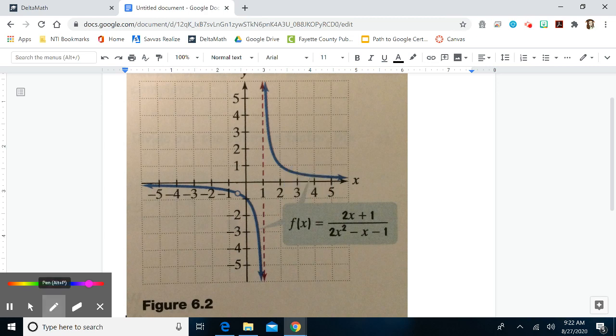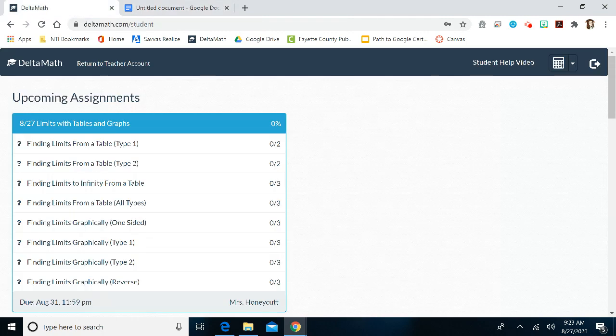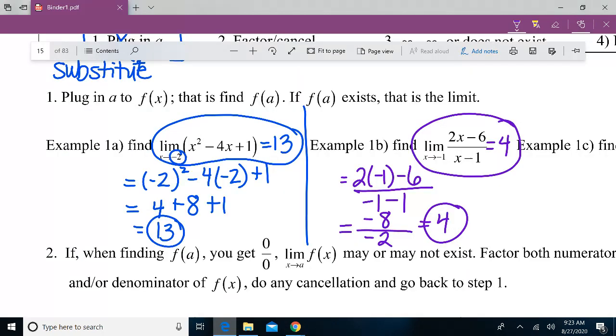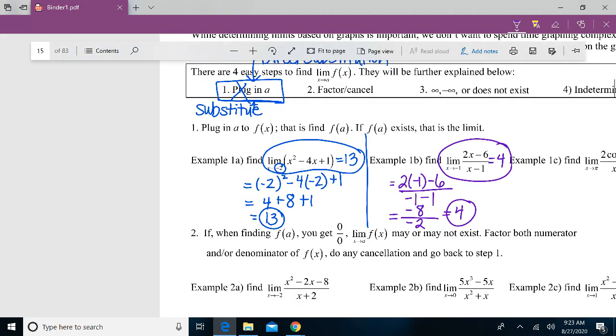Okay, now the next type of limits we are going to work on are the type where I ask you to find the limit at the place where the rational function has a hole. Again, we do not have the graph to be able to look at. I'll show you what this looks like algebraically. So back to our notes. I can zoom out.